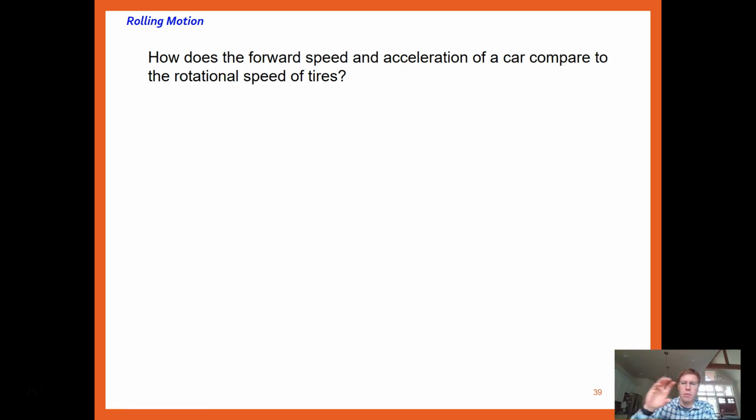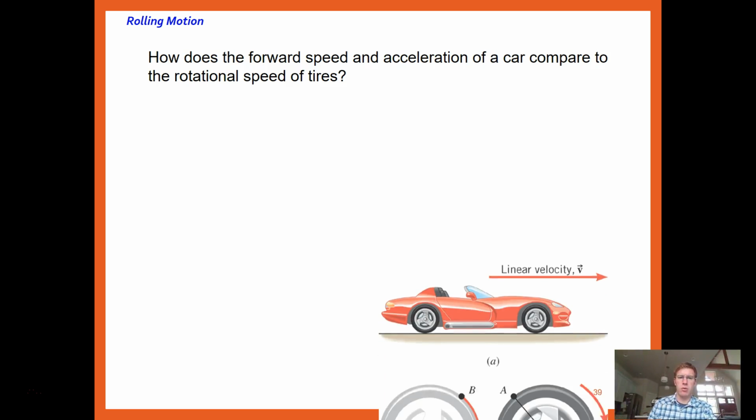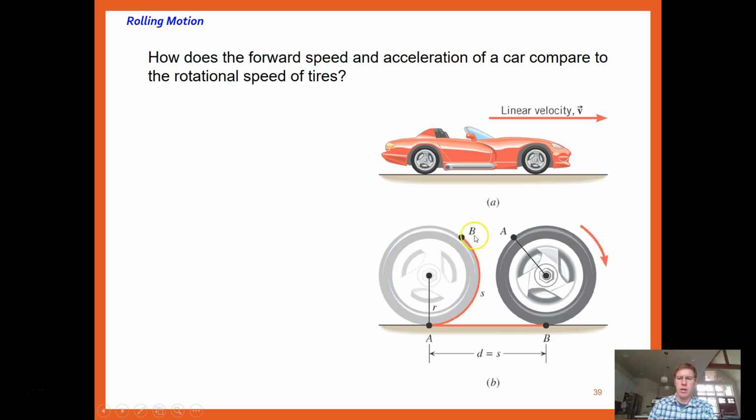So how does the forward speed of an object like a car, something that has wheels that are rotating but is also moving forward, relate to the rotation of the tires? Interesting question, right? So here's a car, here's its tires that are going to be rotating. How does the linear velocity relate to the rotational velocity of these tires? Well, we know for the tire, as the tire rotates, the distance covered by the tire from some point A to some later point B is really just the arc length covered by the tire.